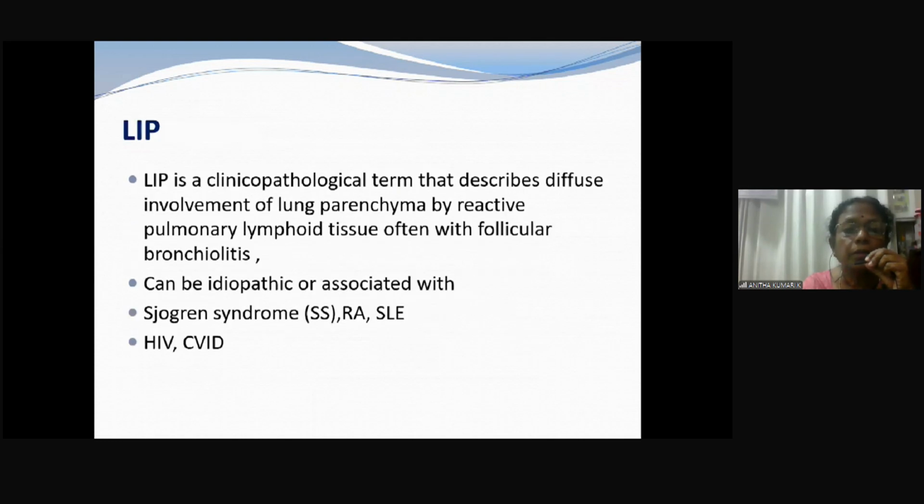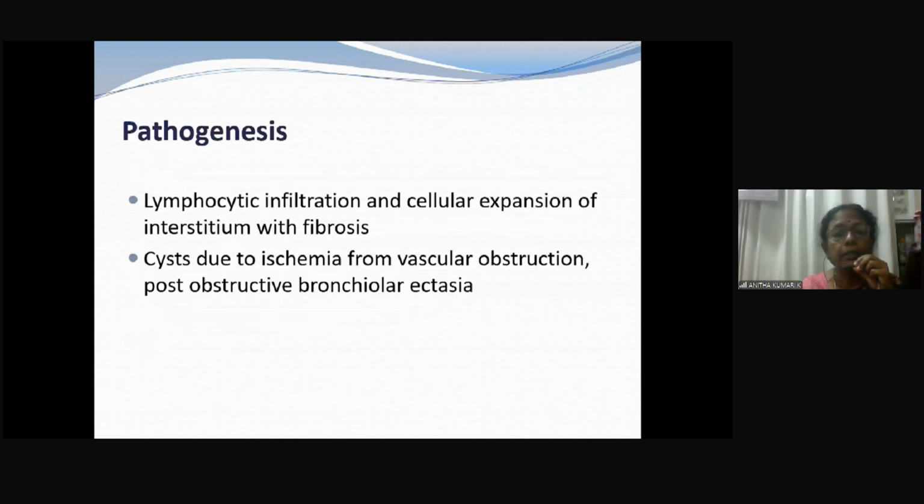Next one. So next is LIP. This is a clinical pathological term that describes diffuse involvement of the lung parenchyma by reactive pulmonary lymphoid tissue, often with follicular bronchiolitis. So this can be idiopathic or associated with connective tissue diseases like Sjogren's, rheumatoid arthritis or SLE, or associated with immune suppression. Next one, please. And here there is lymphocytic infiltration and cellular expansion of the interstitium with fibrosis. And how do the cysts occur? That occurs because of ischemia from vascular obstruction, or it can be a post-obstructive bronchiolar ectasia.